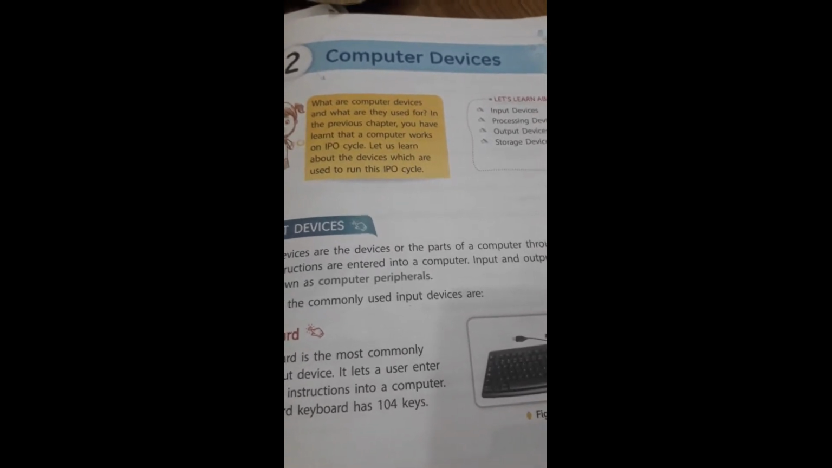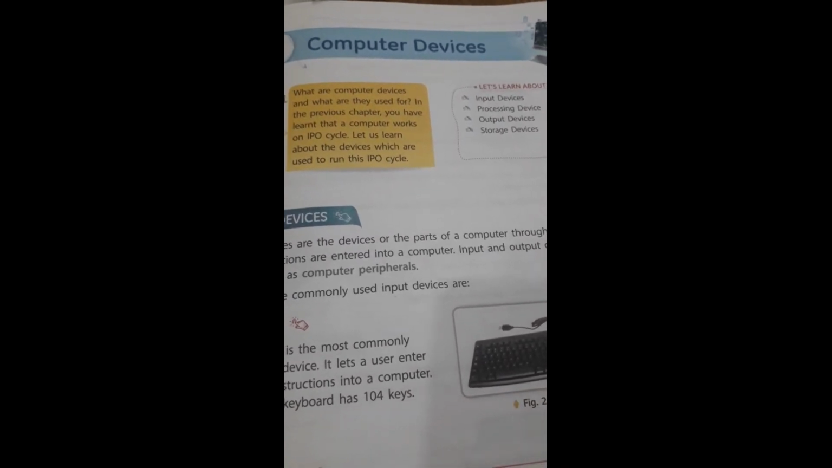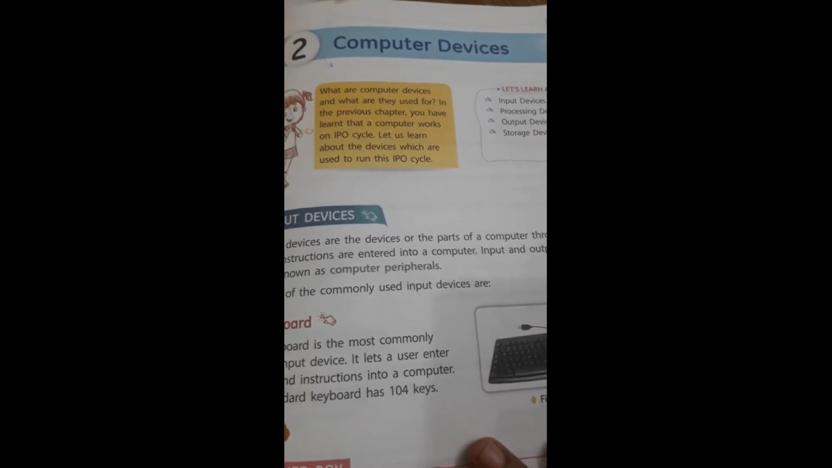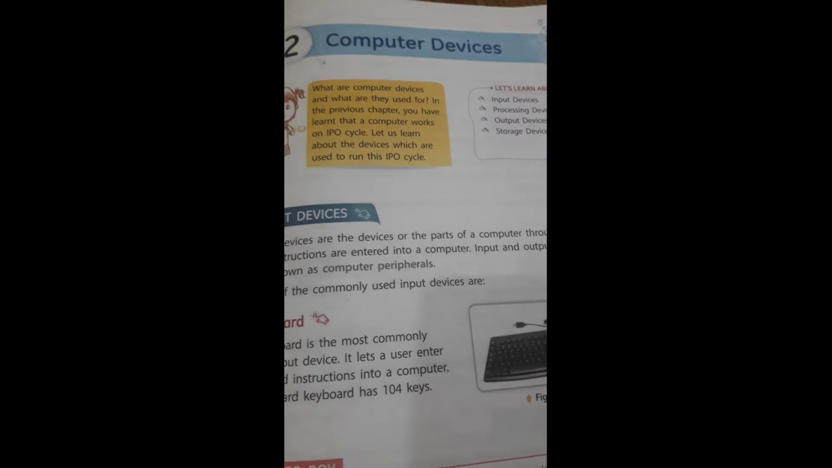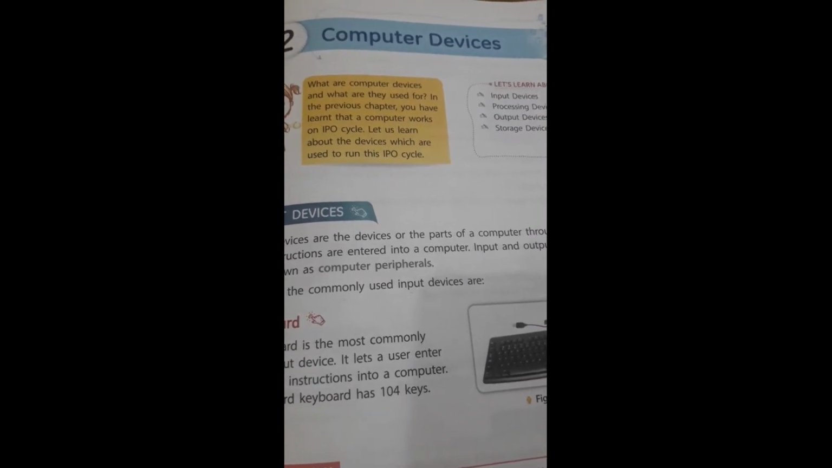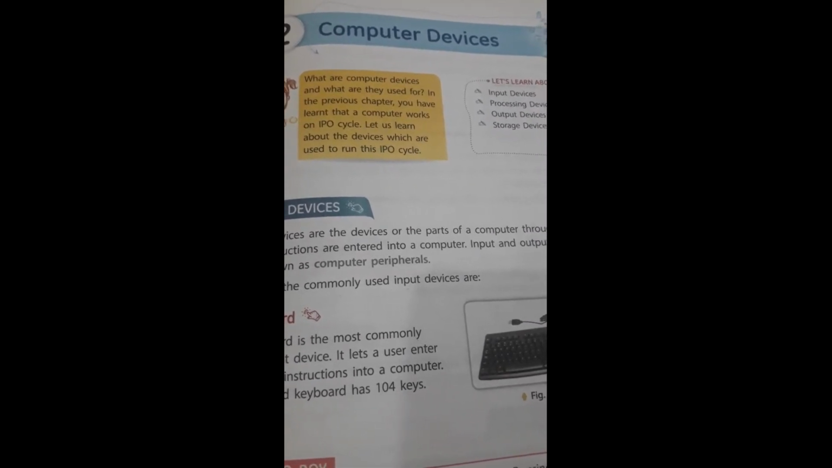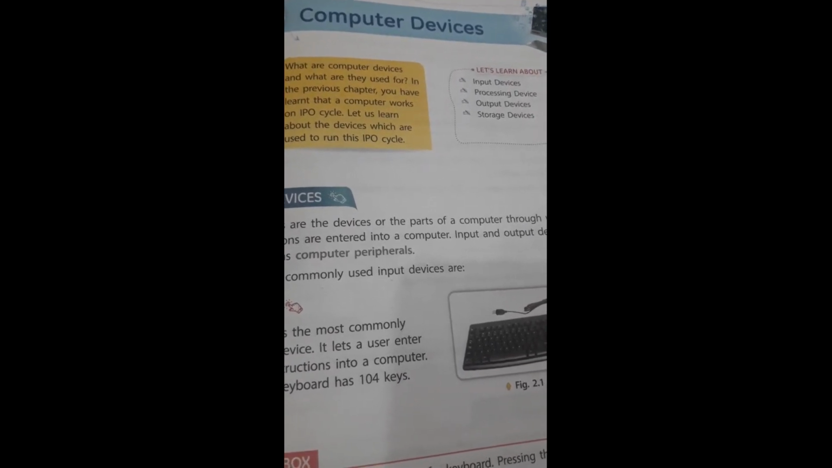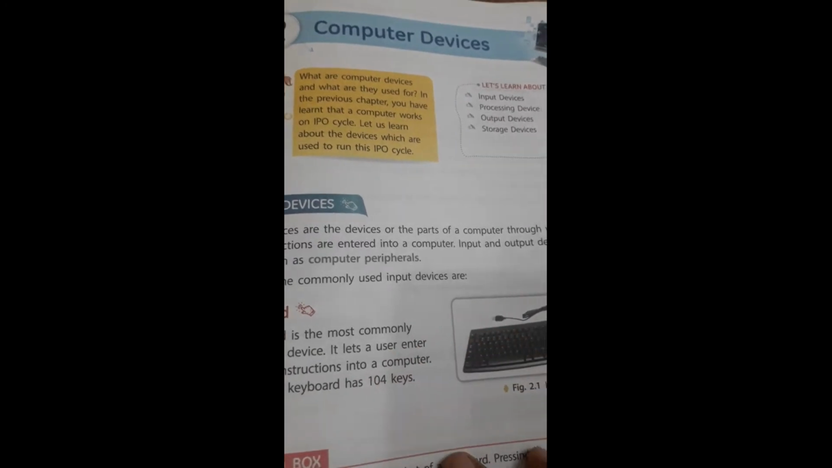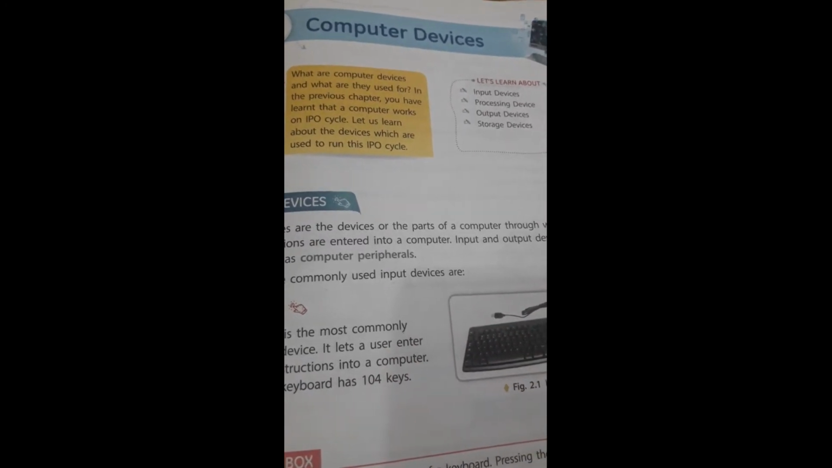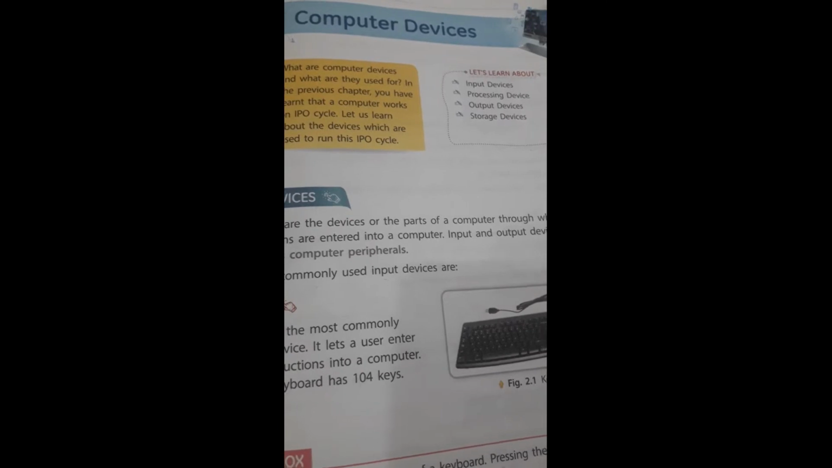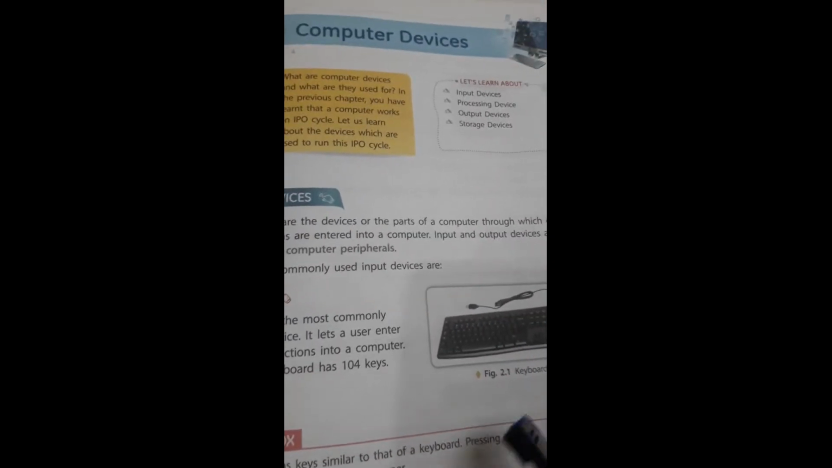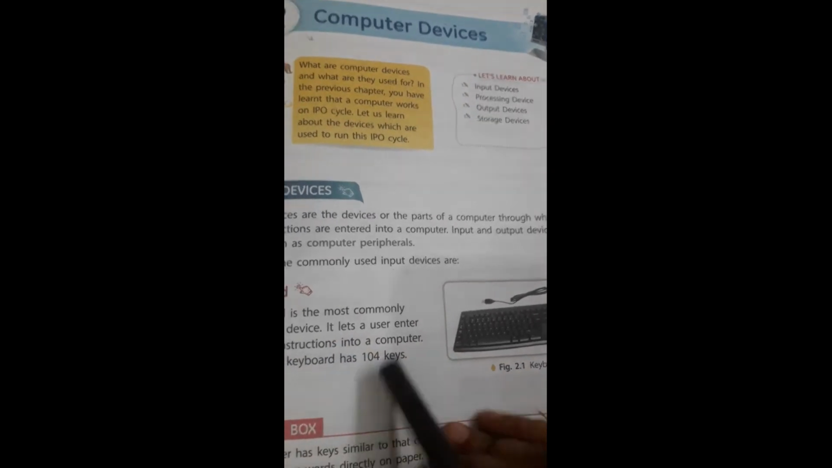So students, one week ago I started your chapter 2, Computer Devices. In this chapter you learn what computer devices are and what they are used for. In the previous chapter you learned that a computer works on the IPO cycle. So let us learn about the devices which are used to run this IPO cycle. There are many devices.